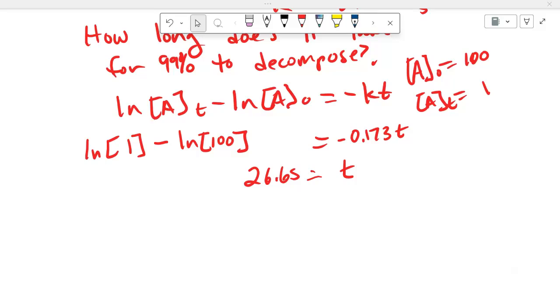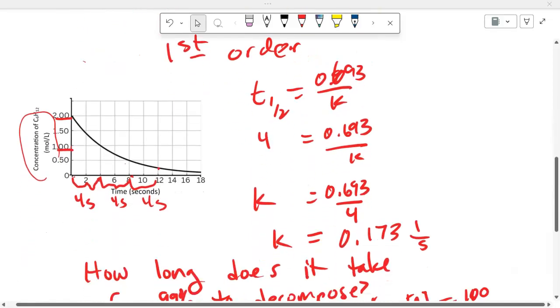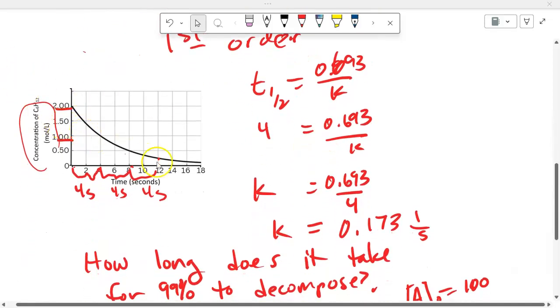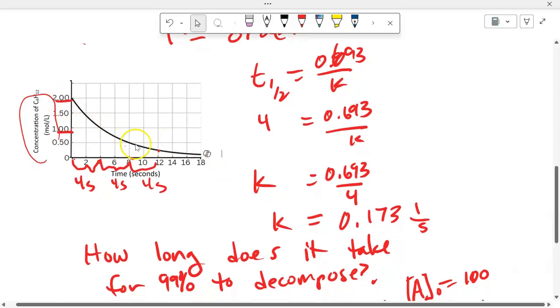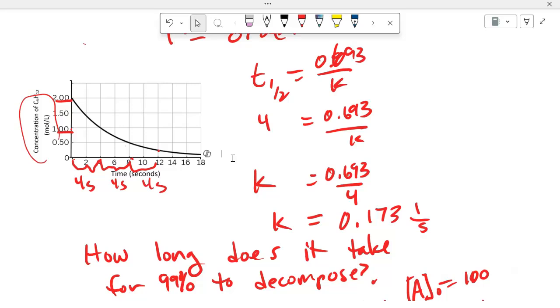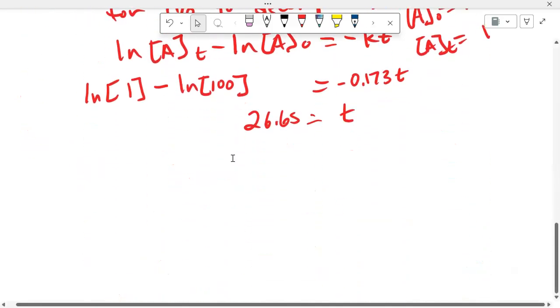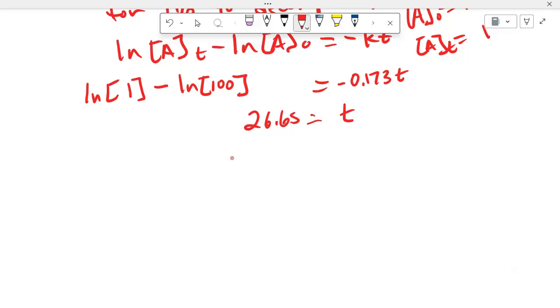So the last thing I would do is go up here and look at this and say, okay, does that make sense when we look at our graph? Does it look like at about 26 seconds there'd be 1% left? And we can see that it makes pretty good sense that we would be about there. We can also just divide by 2 several times to get that estimate to say, does that answer make sense? And in this case, it does make sense that at about 26.6 seconds, you would have about 1% remaining of our reactant.